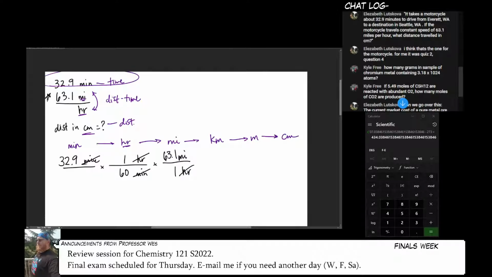Okay. Now I can turn miles to kilometers. This one we'll have to look up on Google. I think it's 1.609, but I never remember. So miles to kilometers. 1.609. There we go. And then finally we can do... Oh, well, not finally. We have to go to meters now.